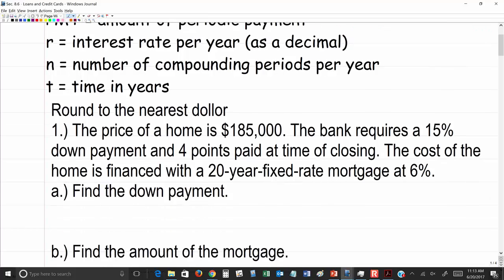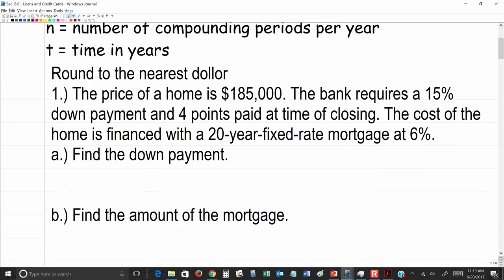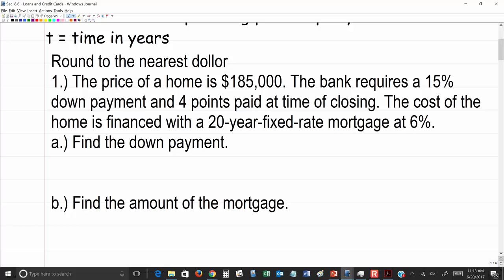All right, so we're going to start with a mortgage example. And in this case, it does say round to the nearest dollar, so we'll go ahead and do that. So the price of a home is $185,000. The bank requires a 15% down payment and 4 points paid at the time of closing. The cost of the home is financed with a 20-year fixed-rate mortgage at 6%.